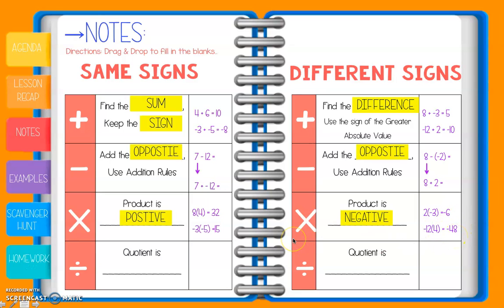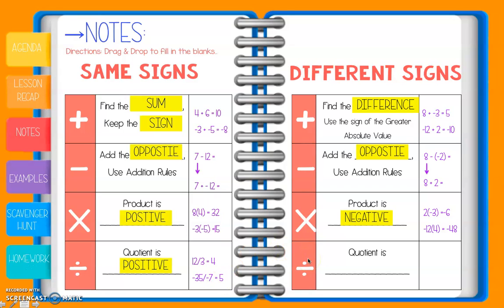Okay. Same thing for division. If the signs are the same, the answer is positive, or the quotient is positive. So for example, we have a positive 12 divided by a positive 3 gives us a positive 4. A negative 35 divided by a negative 7 gives us a positive 5.